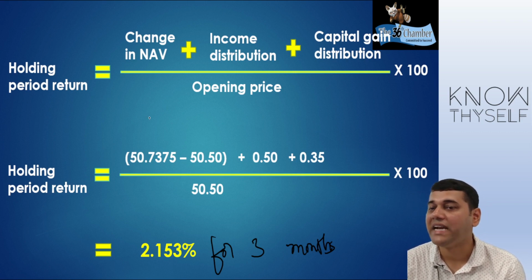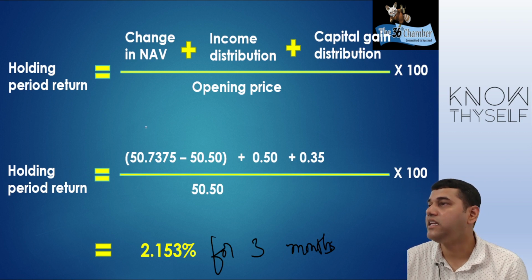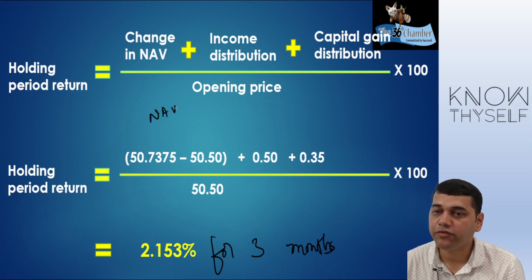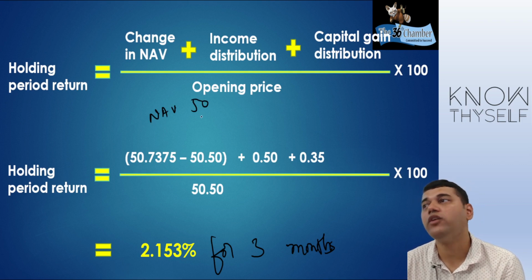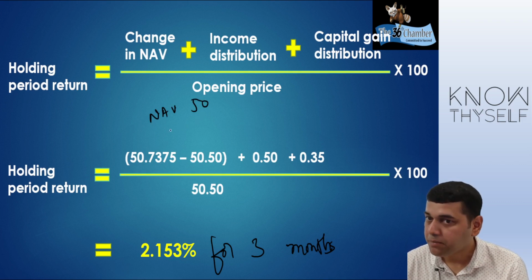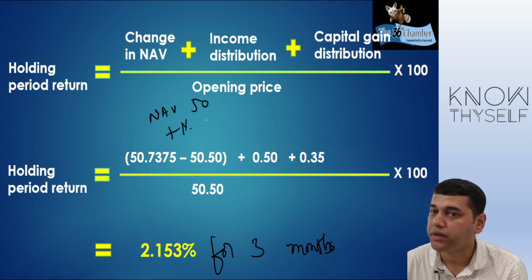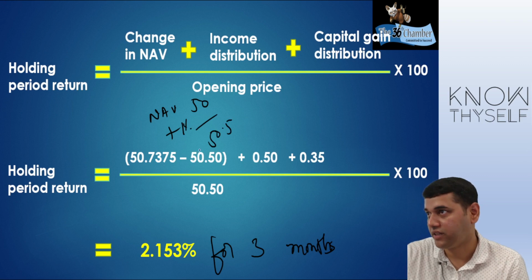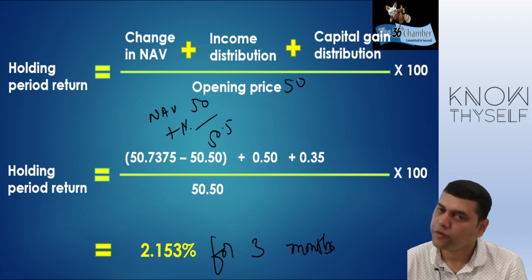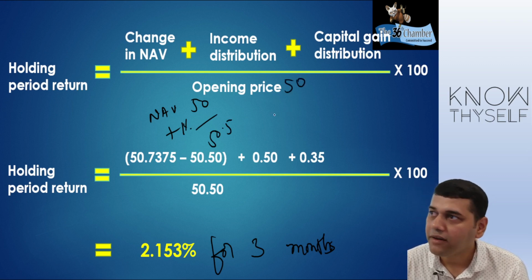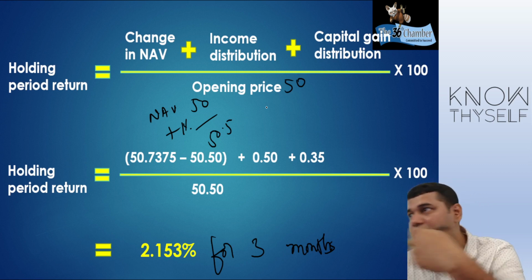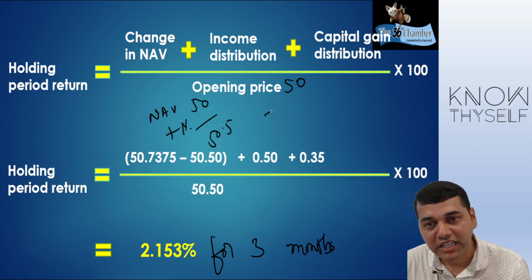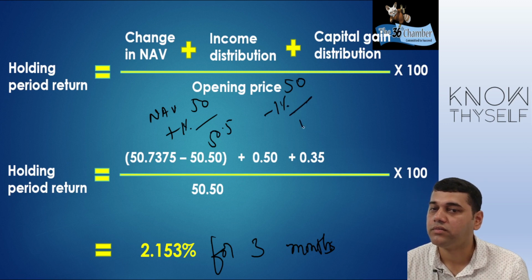Why add? Because see, entry load is something like entry, to enter. I have to pay something extra. So if my NAV is 50 rupees, I will not sell to you at 50. To enter, you have to pay me plus 1% commission. It is called entry load or front load, front, enter. What is exit? Suppose 50 is my closing NAV price. I will not buy back from you, or you can't sell back to me, at 50. I will deduct my commission of 1% and give you 49 point something.